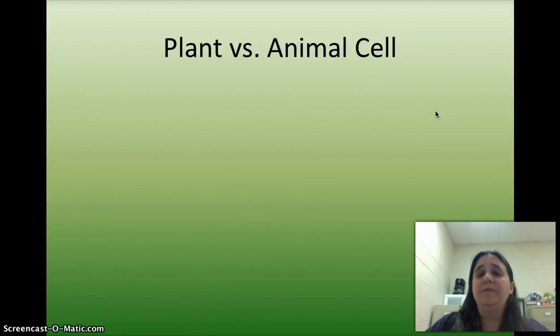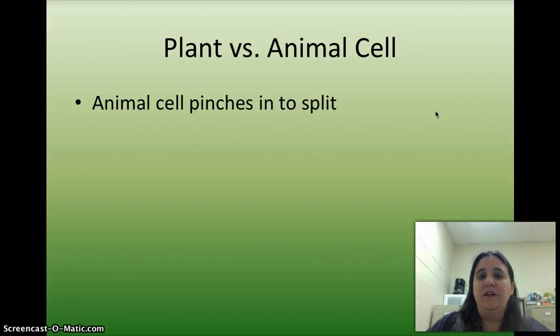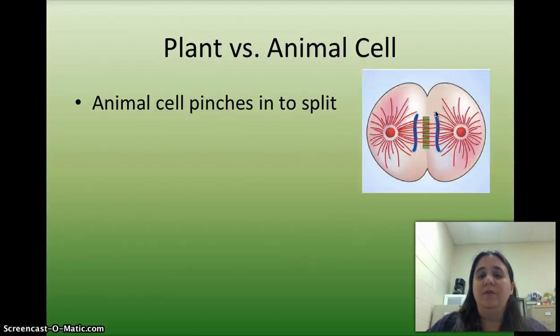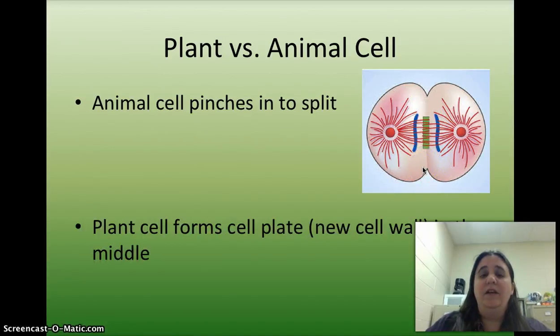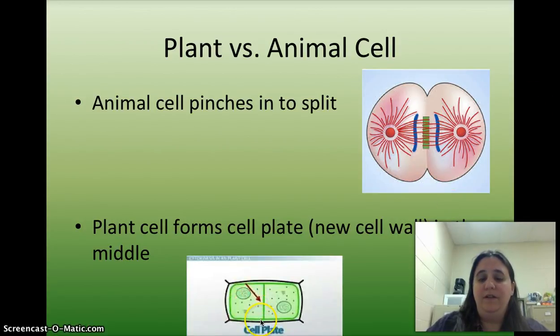Okay. Now, there are some differences between how plant cells divide and how animal cells divide, like our cells. In an animal cell, the cell is able to pinch inward to split, and it gets this little piece here, this pinching in, that's called the cleavage furrow. But in plant cells, remember, we've got the cell wall surrounding the cell membrane, so the plant cell can't pinch in, so it forms a new cell plate right down the middle of the cell.